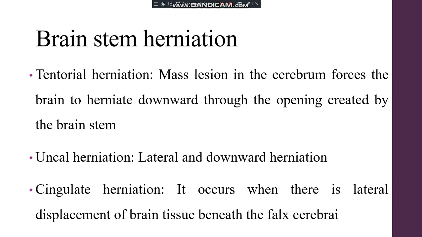In case of tentorial herniation, the mass lesion will be in the cerebrum, and this forces the brain to herniate downward through the opening created for the brainstem. That is, there is an opening for the brainstem, which is a continuation of the spinal cord. So through that downward opening, the lesion present in the cerebrum forces the tissue towards the brainstem, and that is known as tentorial herniation.